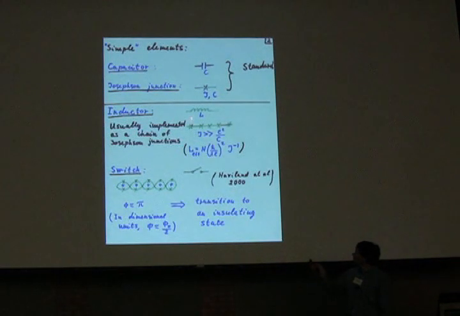There is one more element we would like to have. That's an inductor. Surprisingly, an inductor is rather difficult to implement in superconducting electronics, and I'll discuss that later. An inductor can be implemented as a chain of Josephson junctions. Each Josephson junction is characterized by this parameter J, the Josephson energy. And it must be greater than the Coulomb energy, e squared over C, where C is the capacitance. In this regime, we can neglect the Coulomb blockade, and the current flows through this circuit. So this chain is superconducting.